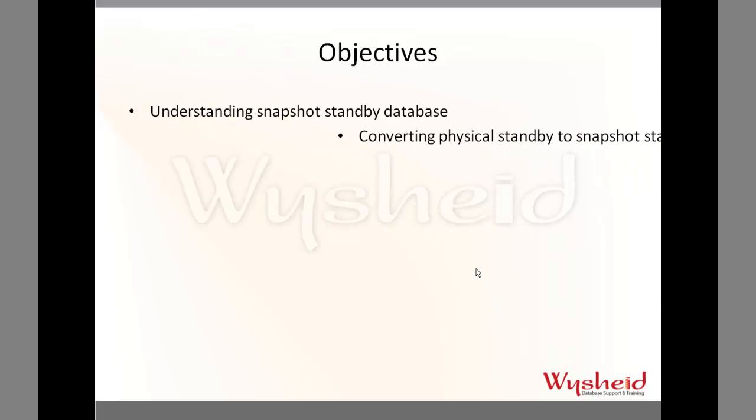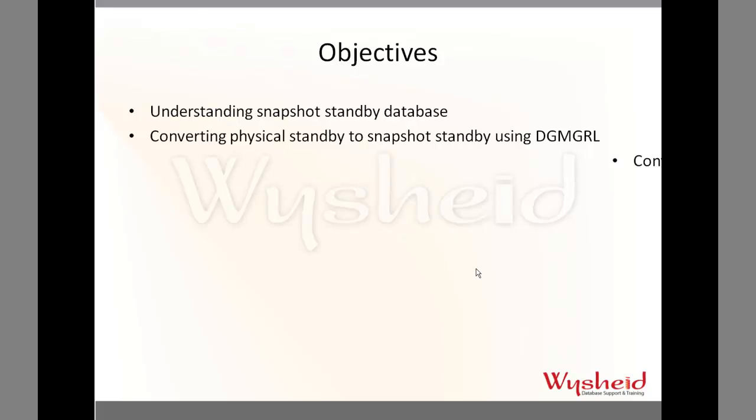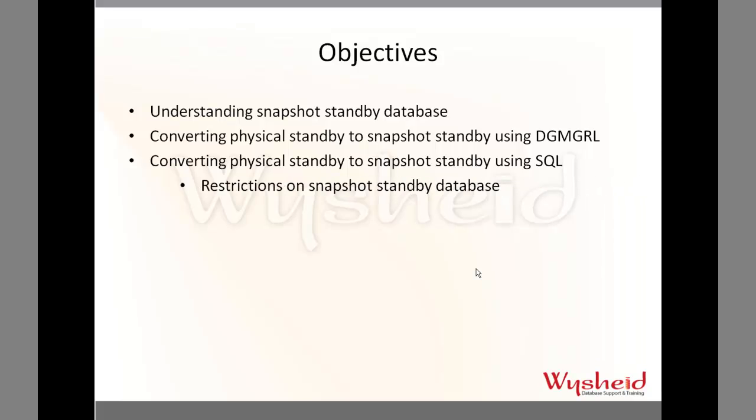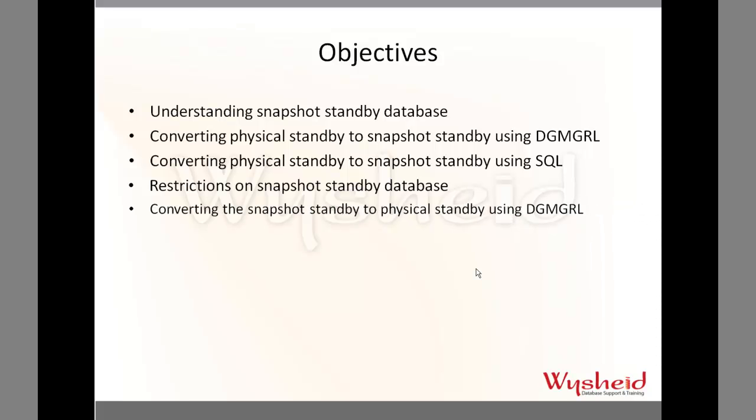So we will see how to convert a physical standby to a snapshot standby using the Data Guard broker command line tool, that is dgmgrl. We will also see how to convert a physical standby to a snapshot standby database using the SQL commands. We will see the restrictions that apply to snapshot standby databases. In the coming sessions, we will see how to convert a snapshot standby database back to a physical standby database using dgmgrl commands as well as the SQL commands.